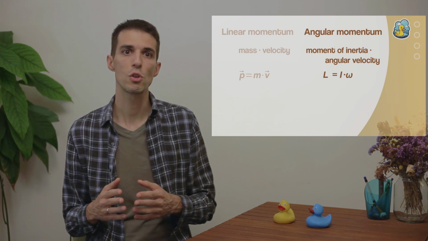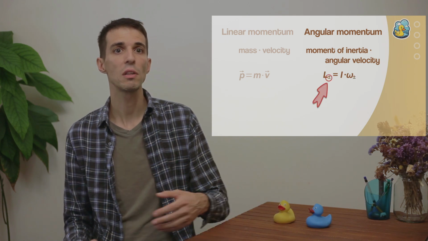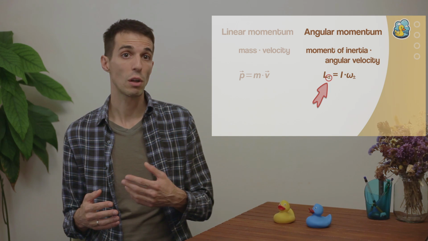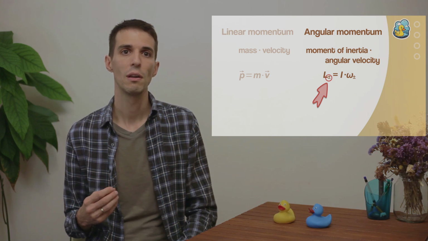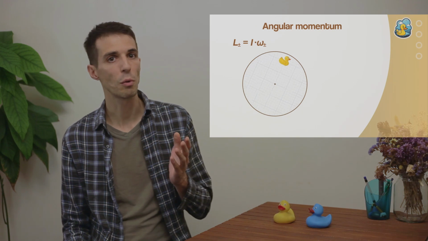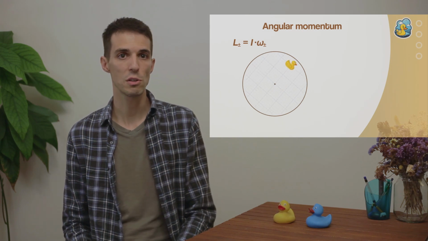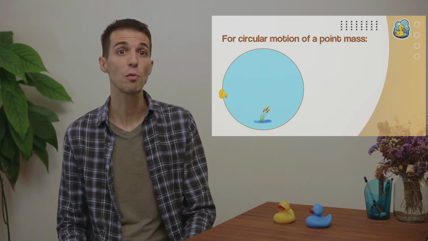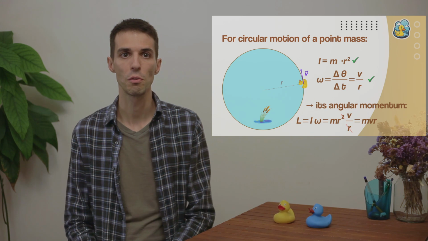One thing to keep in mind is that just like linear momentum aligns with the velocity vector, angular momentum will have the same positive or negative direction as the angular velocity of the object, depending on the direction of the spin. If the spin is counterclockwise, angular momentum is positive. If it's clockwise, it's negative. Let's place one of our ducks on a rotating platform. We'll spin it clockwise, and that gives it negative angular momentum. Now let's reverse it and spin counterclockwise, and we have got positive angular momentum. Simple, right? Notice that angular momentum is defined even for a point-like object moving in a circle, as both moment of inertia and angular velocity are defined for it.